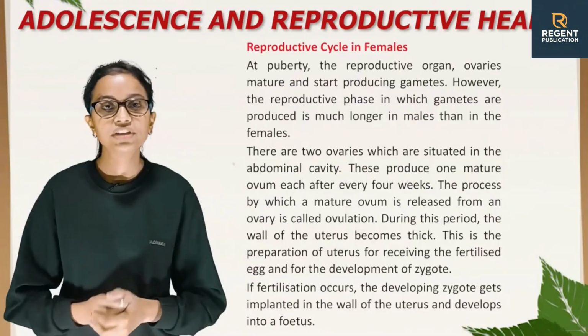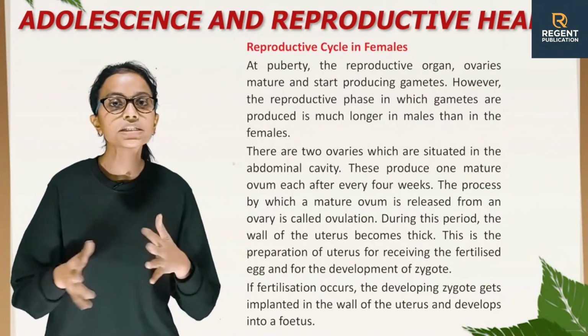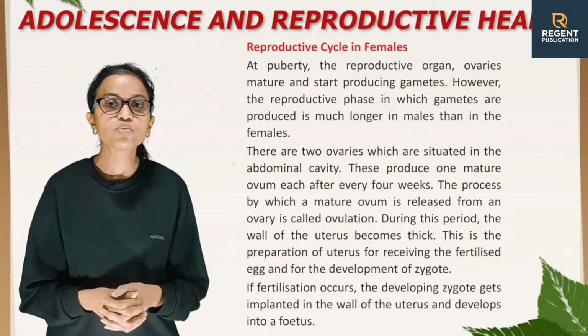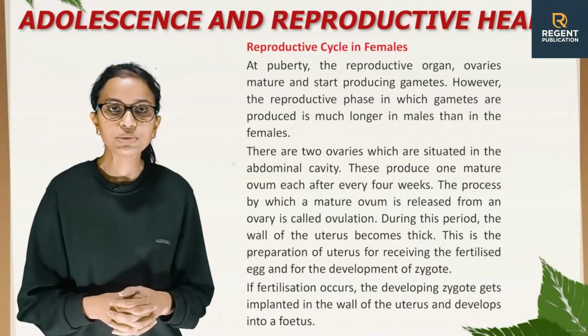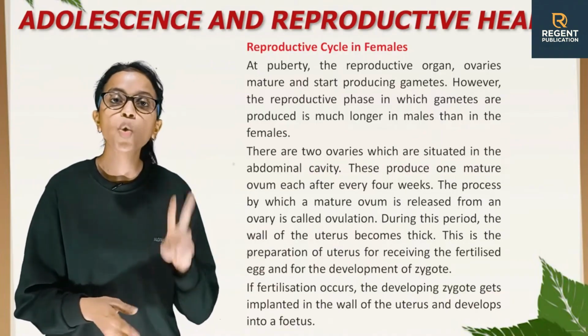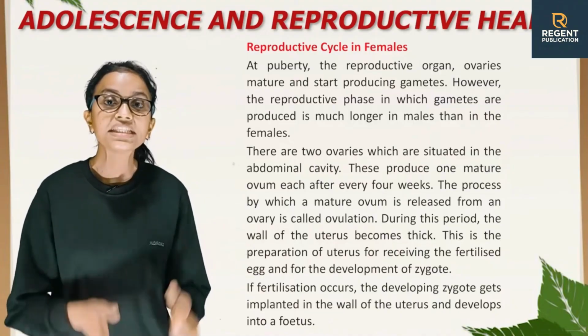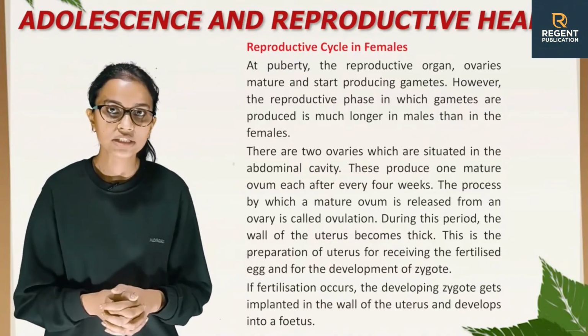Reproductive cycle in females. At puberty, the reproductive organs, the ovaries, mature and start producing gametes. However, the reproductive phase in which gametes are produced is much longer in males than in females. There are two ovaries which are situated in the abdominal cavity. These produce one mature ovum each after every 4 weeks.